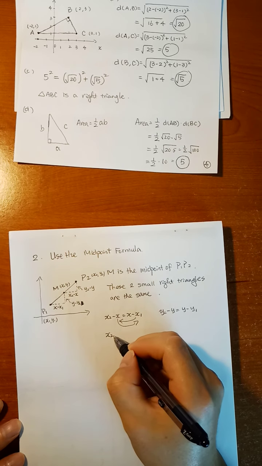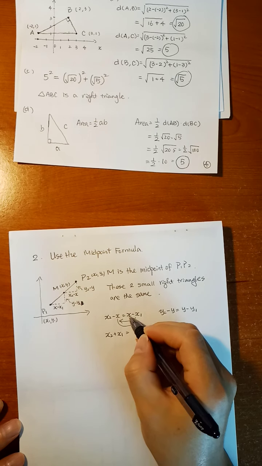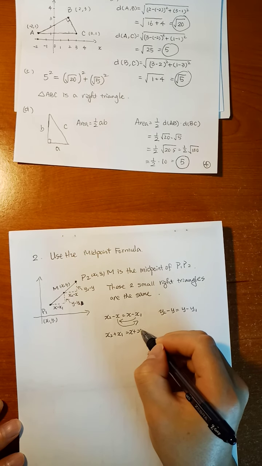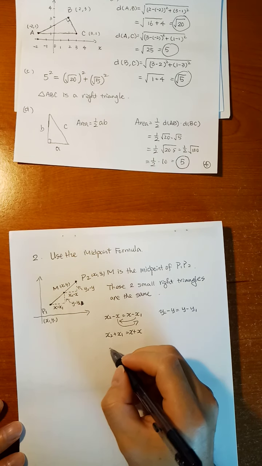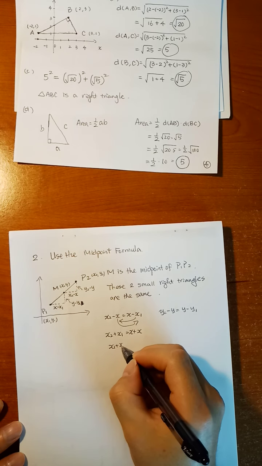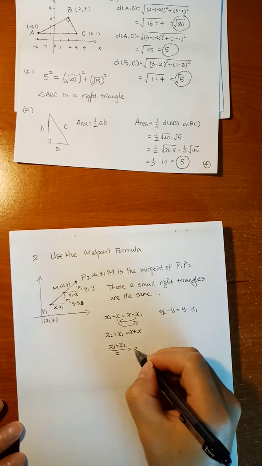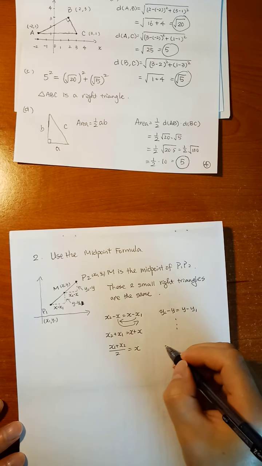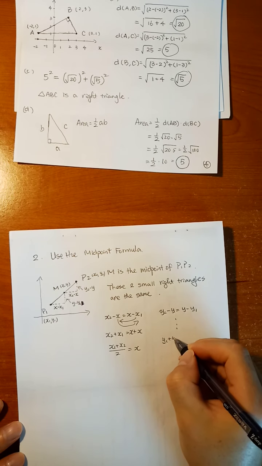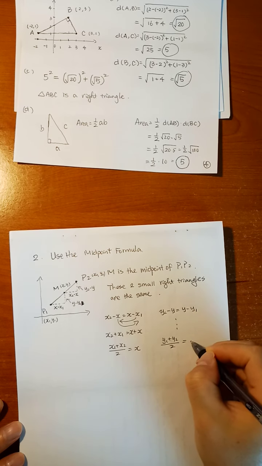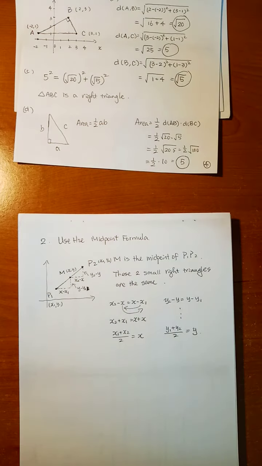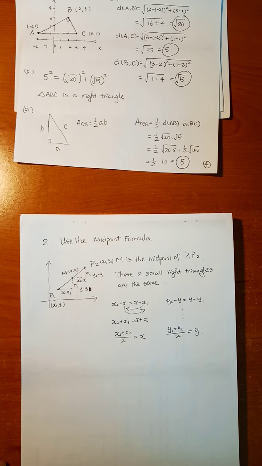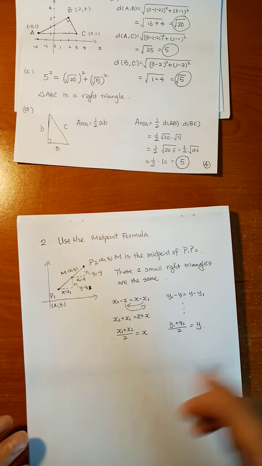So it's x2 plus x1. Here, x plus x. So it's 2x. 2x is x1 plus x2. So x1 plus x2 over 2 is x. You do the similar computation, you will get y1 plus y2 over 2 is y. So this is the midpoint formula.